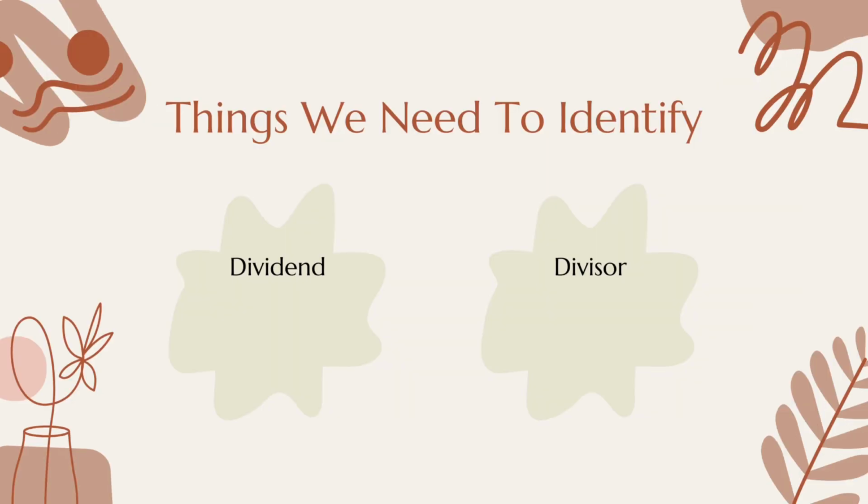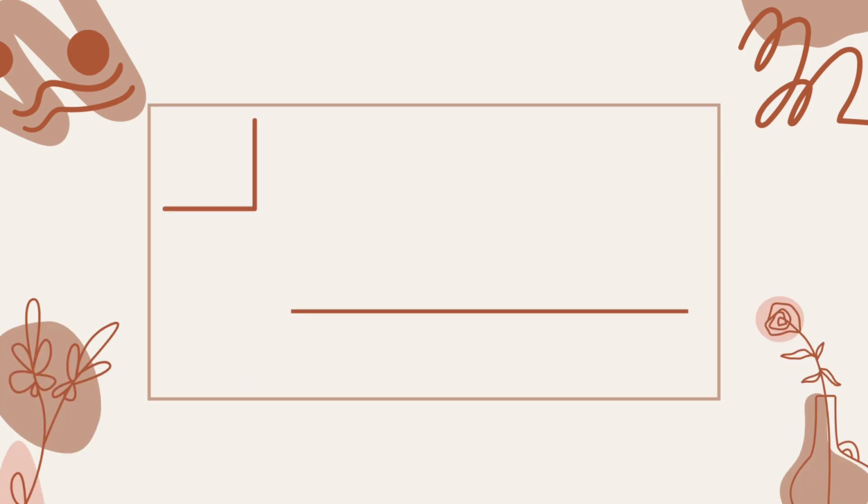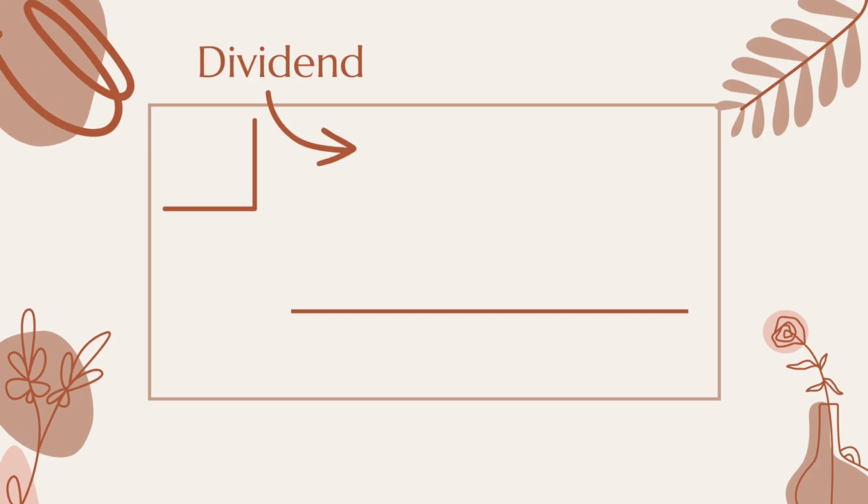Before we proceed in solving the problem using synthetic division, here are some things we need to identify: the dividend and the divisor. The dividend in synthetic division are the coefficients of the first polynomial. The divisor in synthetic division is the zero of the second polynomial. In synthetic division, we are given a table and we need to know where to place our dividend and our divisor. So this is where you place your dividend and this is where you place your divisor.